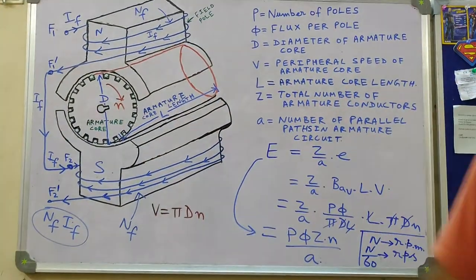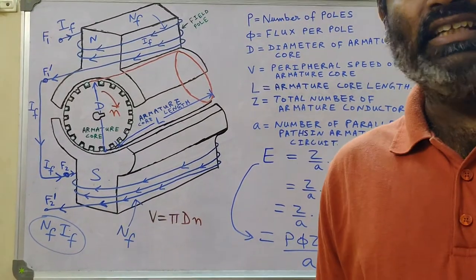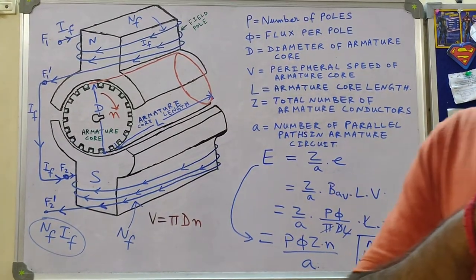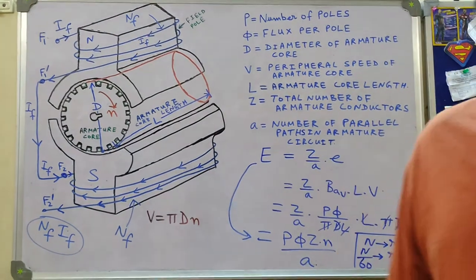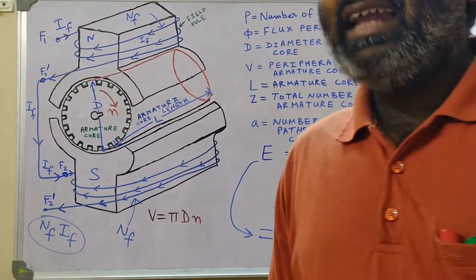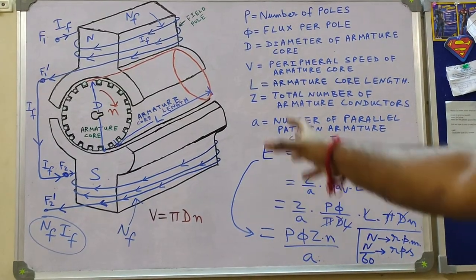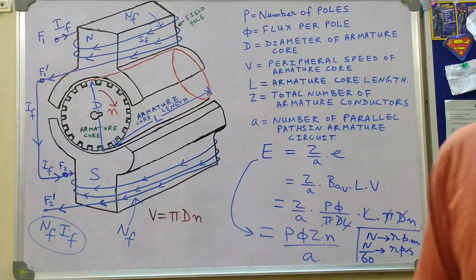Now, this expression is the same for both motoring action and generating action. The only thing is the terminology which we use. In case of generating action, we call it the generated EMF. And in case of motoring action, we call it the back EMF because it opposes the supply voltage or applied voltage. Okay. Thank you.